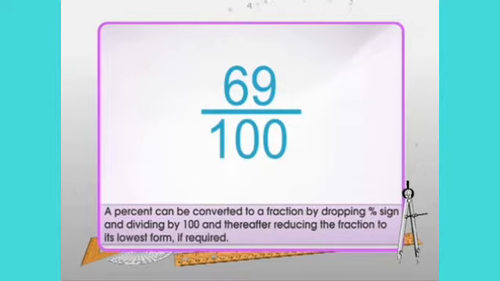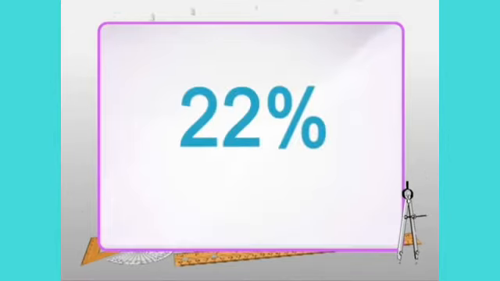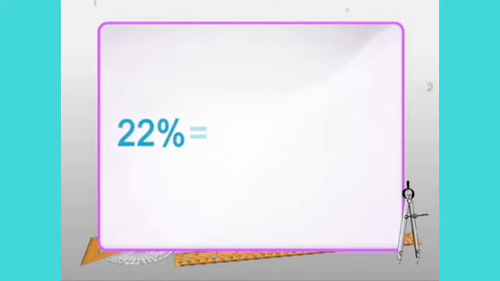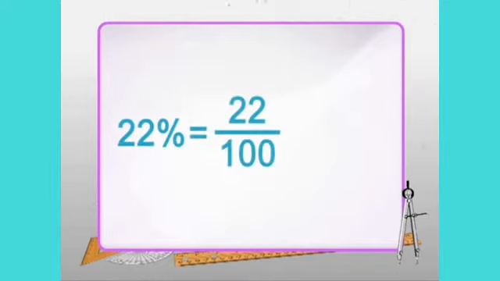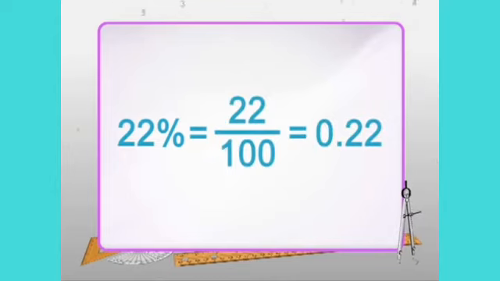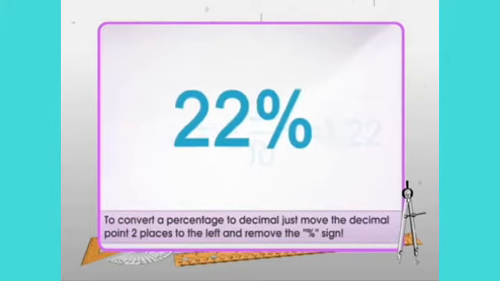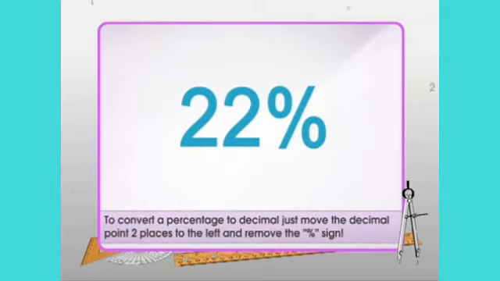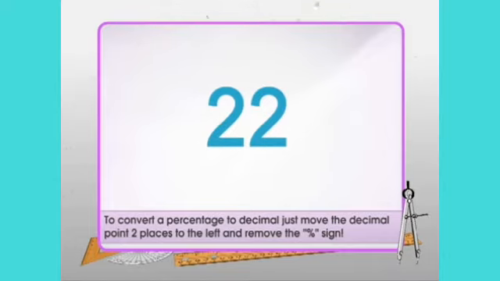In a similar fashion, we can convert percentage to decimal. For example, consider 22%. 22% is equal to 22 by 100, which can be easily converted to decimal as 0.22. Thus, a given percent can be converted into decimal just by dropping the percent sign and moving the decimal point 2 places to the left.